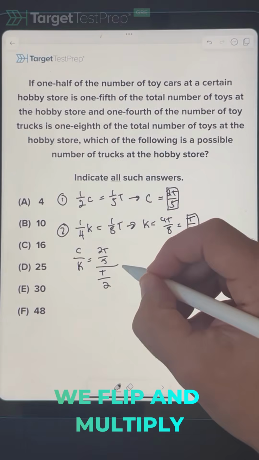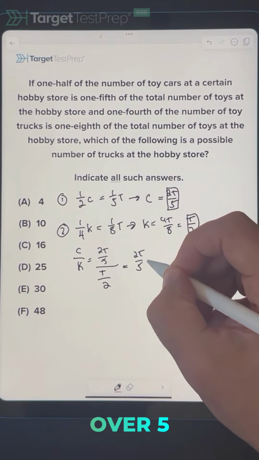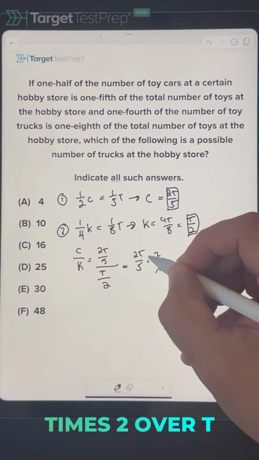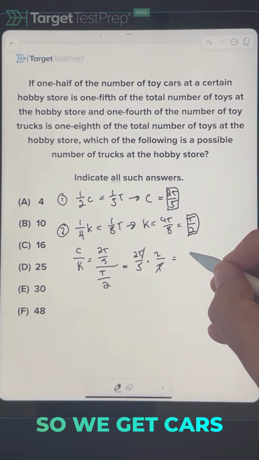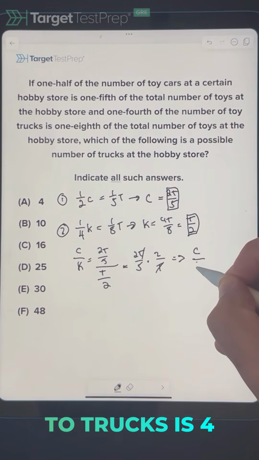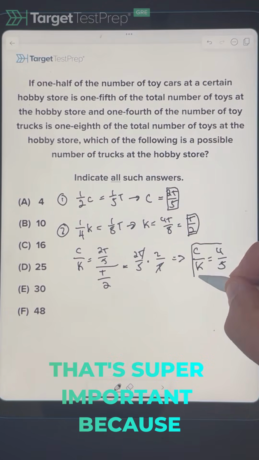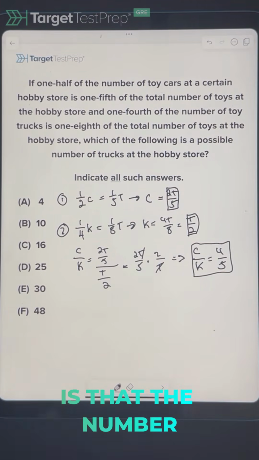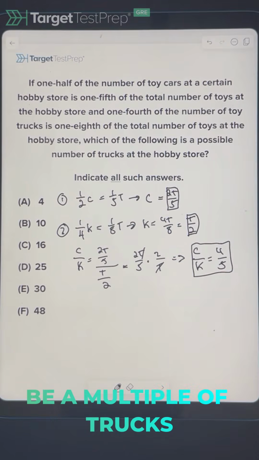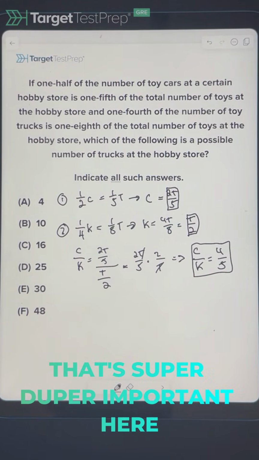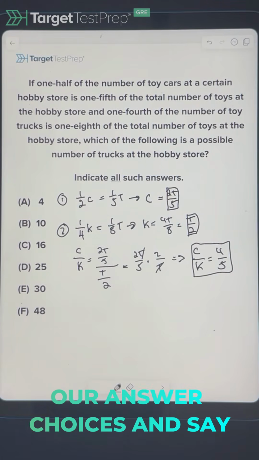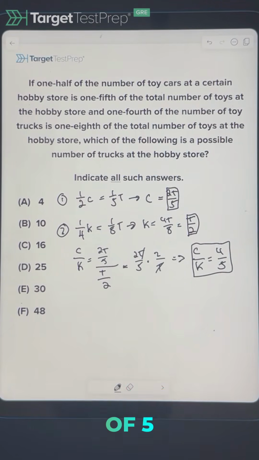We flip and multiply. We get 2T over 5 times 2 over T. Notice the T's cancel. So we get cars to trucks is 4 to 5. That's super important because what that tells us is that the number of trucks has to be a multiple of 5. That's super duper important here. Now that we know that, we just go to our answer choices and say, where are the multiples of 5?